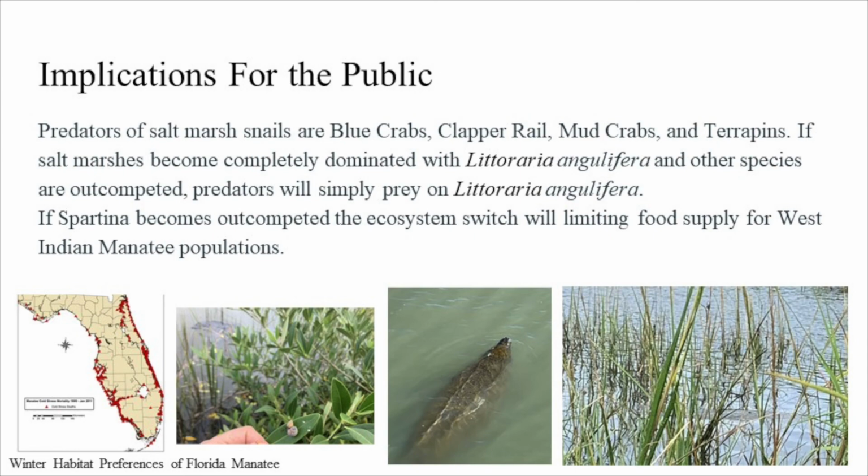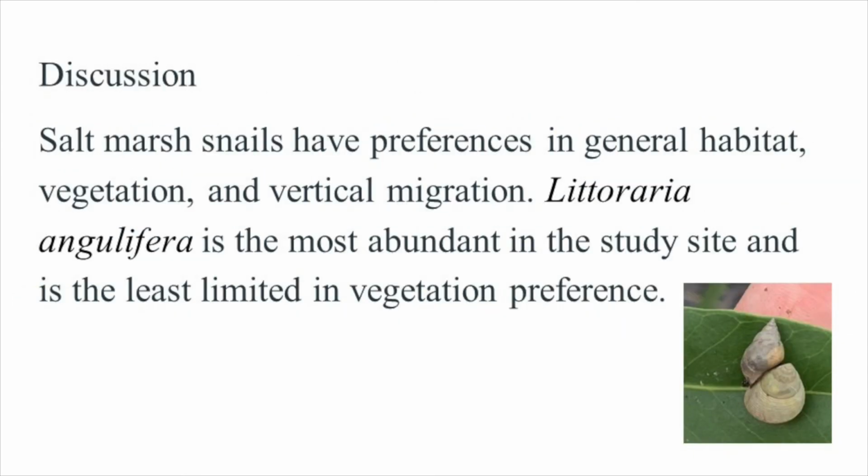So we learned that salt marsh snails have preferences in habitat, vegetation, and vertical migration. We found that Littoraria angulifera was the most abundant and least specific. Polygyra cereolus and Melampus coffea were spotted on high tide sampling days. Littoraria angulifera did not vertically migrate with the tides, but Littoraria aerata did.